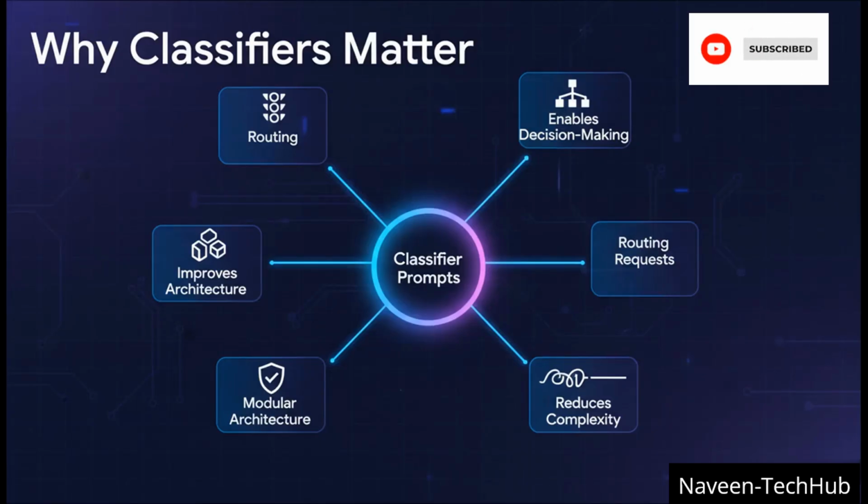Okay, so why is this one pattern so critical? Well, because it's the bedrock of any intelligent workflow. It's what lets our AI make actual decisions, it makes sure requests go to the right place, and it means we don't have to stuff all our logic into one giant, complicated prompt. This gives us a really clean, modular architecture, which makes the whole system more reliable and way easier to debug.